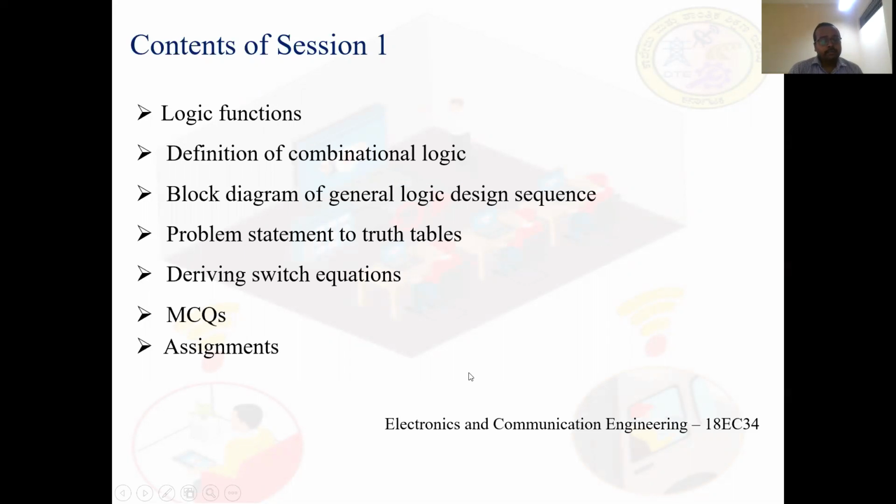And the contents of today's session, session 1, are logic functions, definition of combinational logic, block diagram of general logic design sequence, problem statement of truth tables, deriving switching equations, multiple choice questions, and assignments related to session 1.